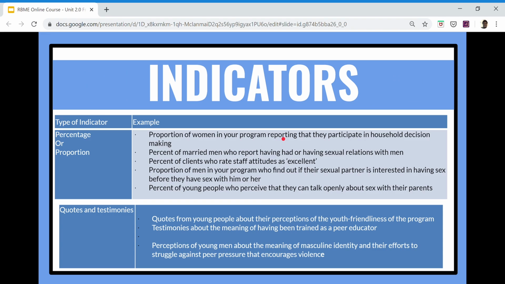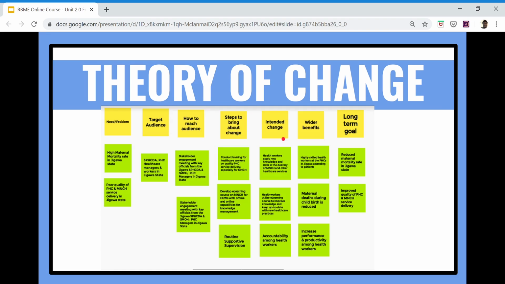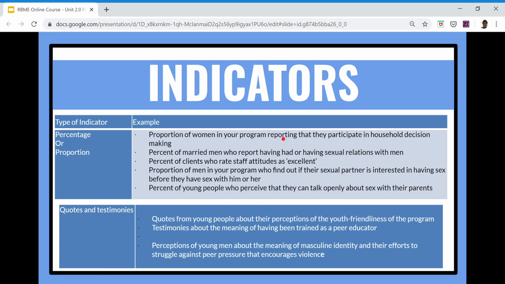Then afterwards, what we did in week one was to create indicators based on the results that you hope to achieve from here. So you are able to design different indicators. And we said there are two types of indicators. You have the numerical indicators, and you have the non-numerical indicators.